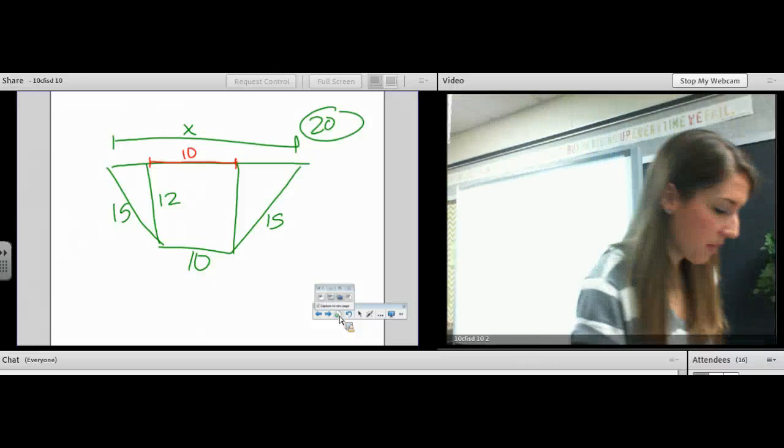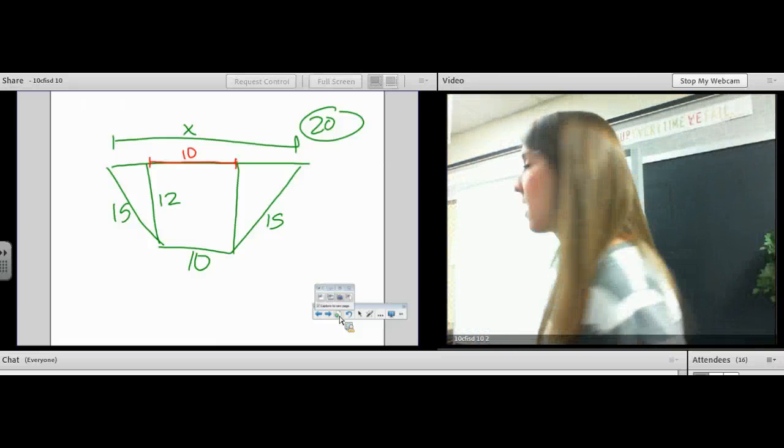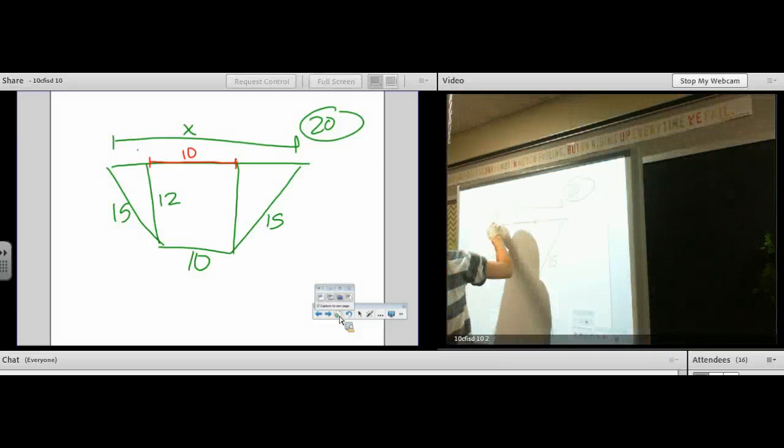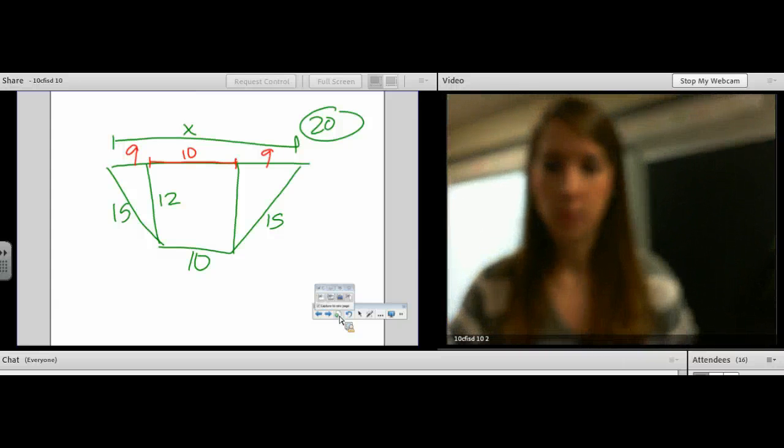But remember, if you don't know that, you're in your calculator, you're doing 15 squared minus 12 squared. You get 81. The square root of 81 is 9. Then you just add them together. 18 plus 10, 28.